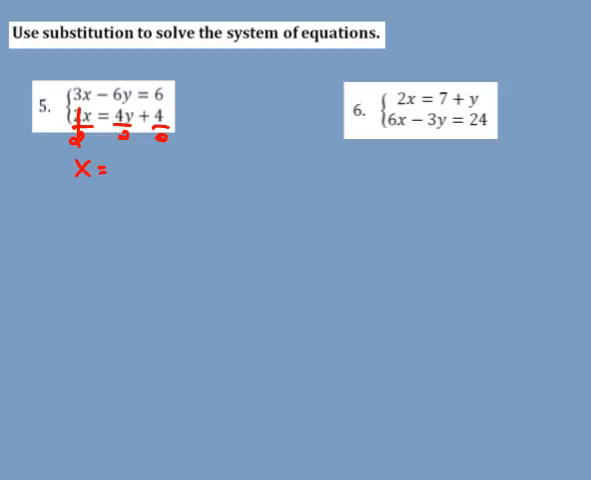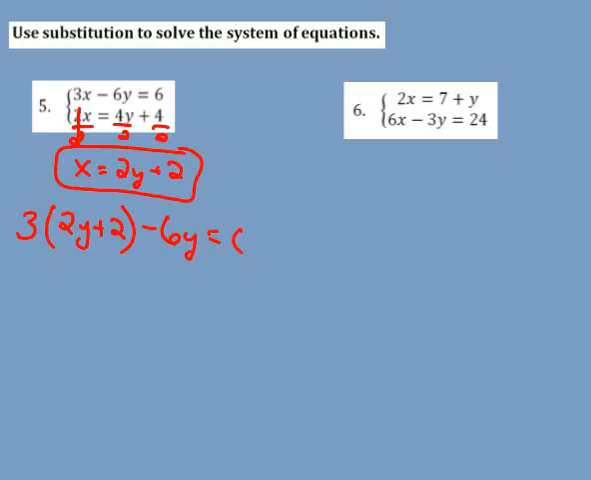Okay, if I do that, I get x equals 2y plus 2. So I still don't have any fractions. That's what I'm going to substitute back in. So I'm going to write this as 3 times 2y plus 2. Now you see why distributing is so important. Now we're distributing when we sub in. So I have 6y plus 6 minus 6y equals 6. A lot of 6's right now.